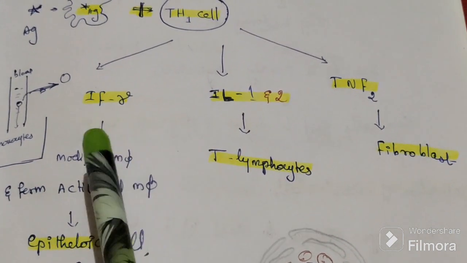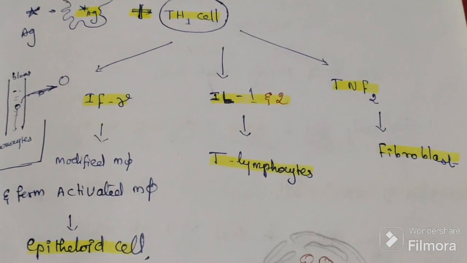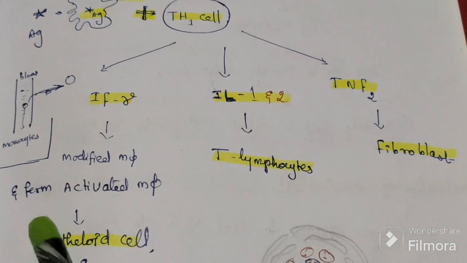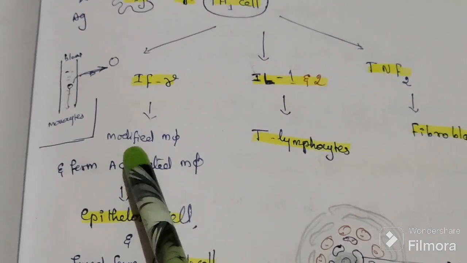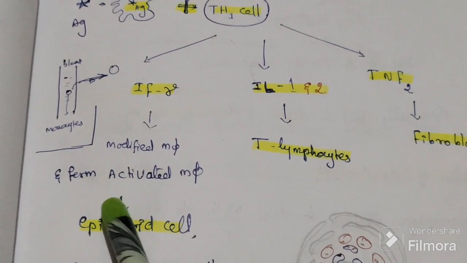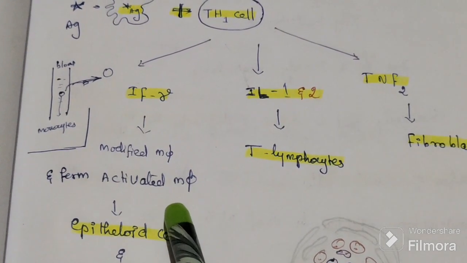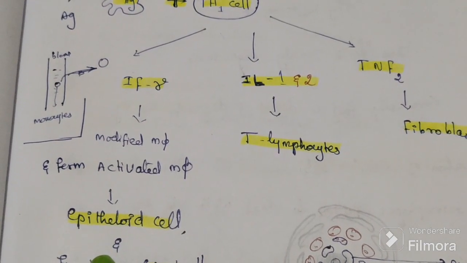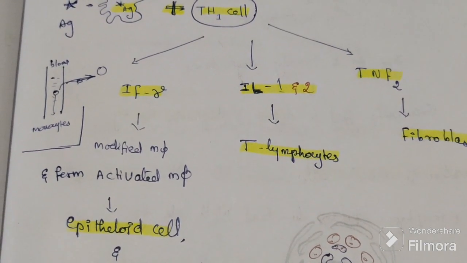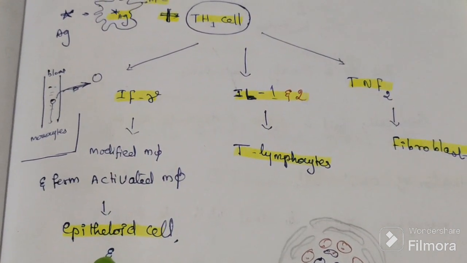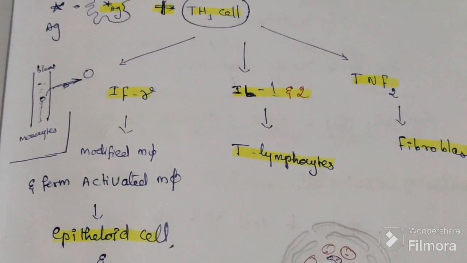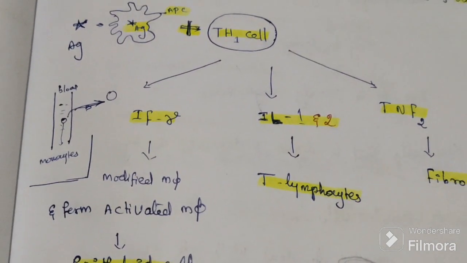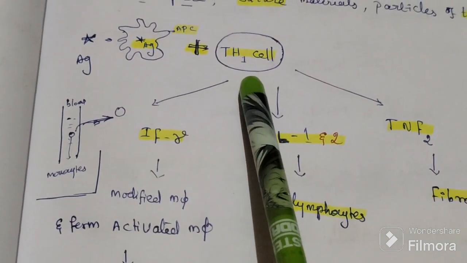Thus, the first one, interferon gamma, converts normal macrophages into modified, that means activated, macrophages, and forms epithelioid cells. Interferon gamma is converting macrophages into epithelioid cells. How will that formation happen? Now it secretes these chemicals.